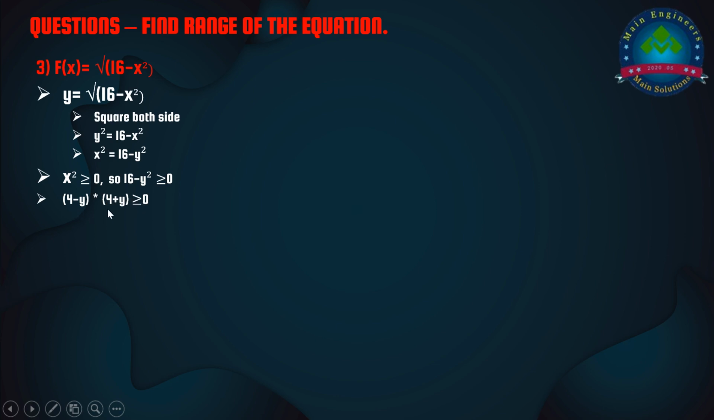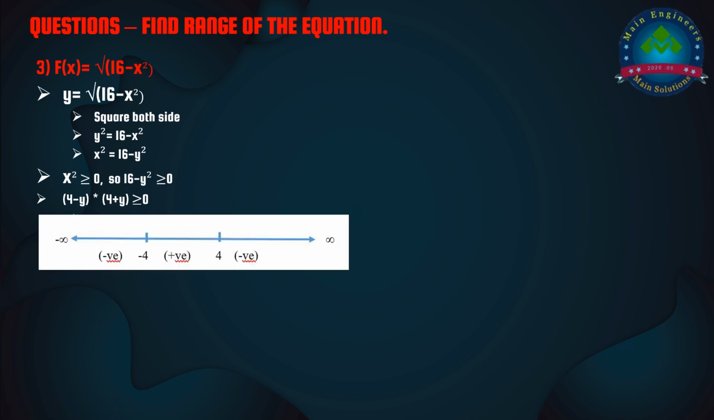How are we going to solve this type of inequality? Draw a graph from minus infinity to infinity, and make an interval at the points where this expression is going to be 0. Which points make it 0? 4 and minus 4. So we take intervals at minus 4 and at 4. Put any value from minus 4 to minus infinity. Let's put minus 5. 4 minus minus 5 is plus 9, and 4 plus minus 5 is minus 1. So 9 into minus 1 is minus 9. All the numbers in this interval give a negative value.